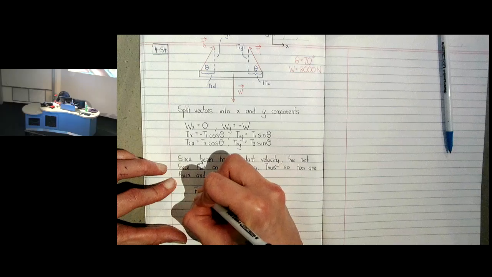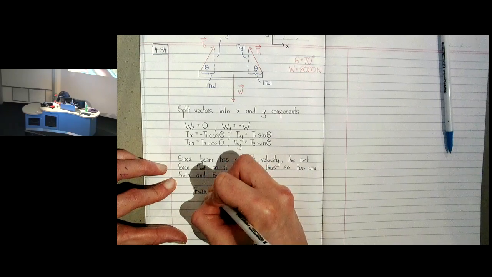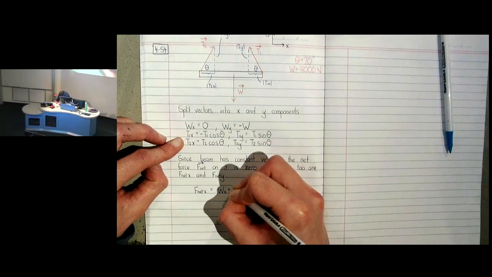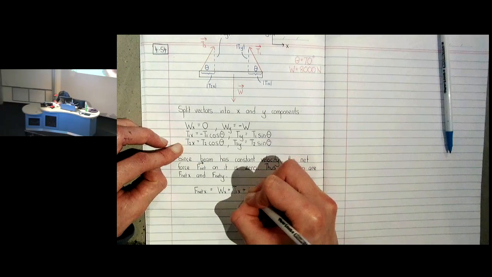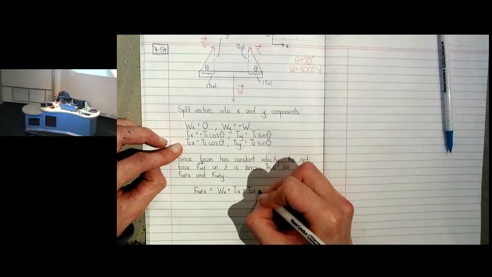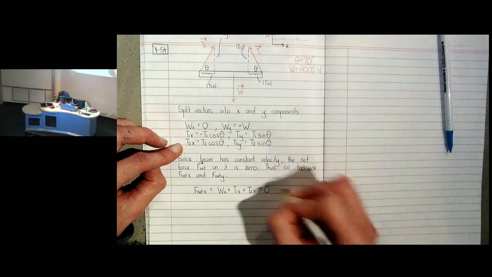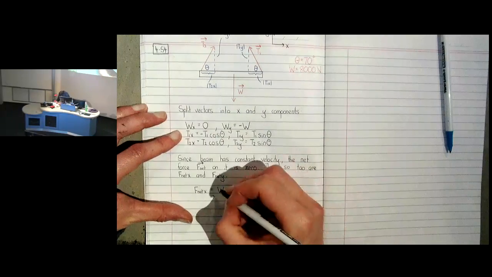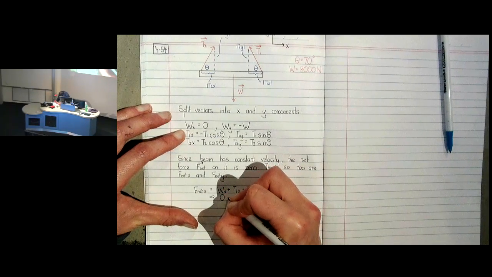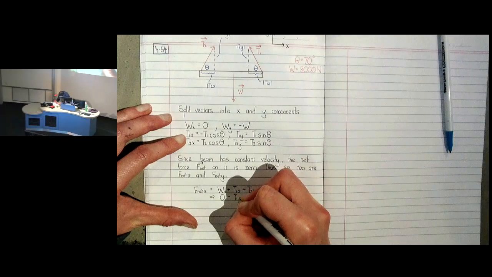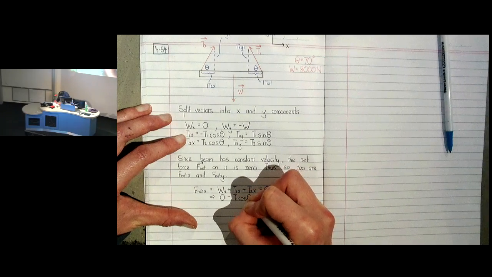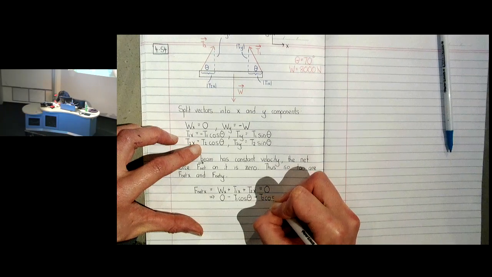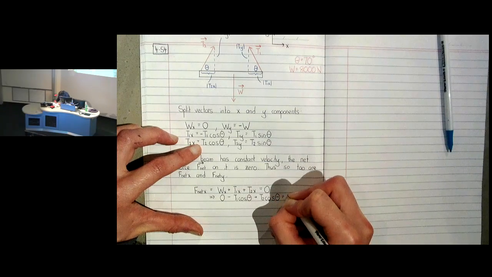So the x component of F net is just going to be equal to the x component of the weight plus the x component of one tension force plus the x component of the other tension force, and that has to be equal to 0. And if we just substitute in these expressions, we find that that's going to be 0 minus T1 cos theta plus T2 times cos theta is all equal to 0.